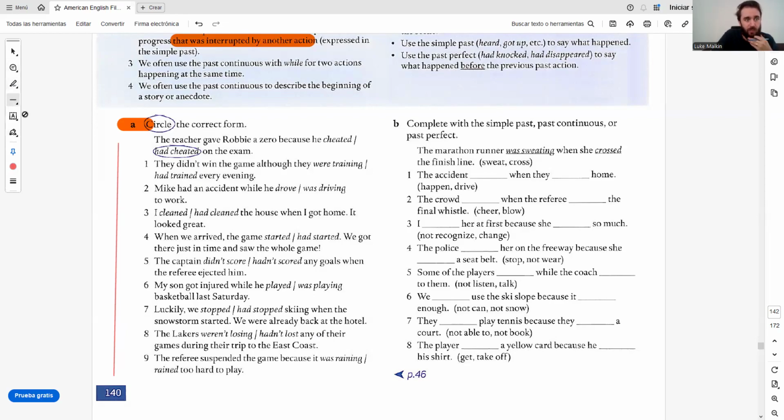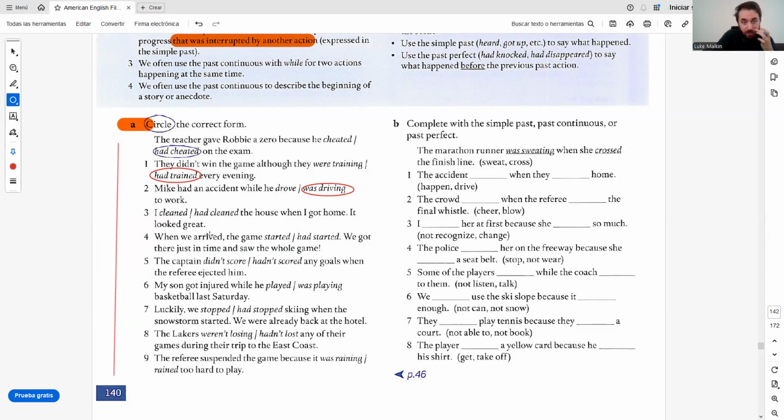Okay, let's check. Number 1, they didn't win the game, although they had trained every evening. They trained before the game. Number 2, Mike had an accident while he was driving to work. Was driving, that was in progress when he had the accident, all in the past.